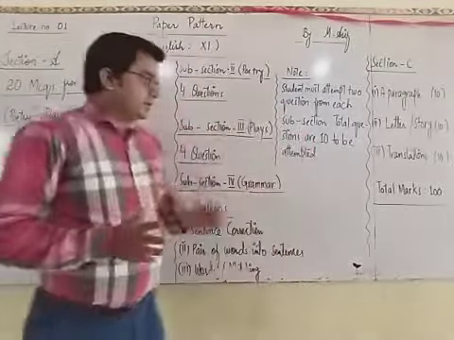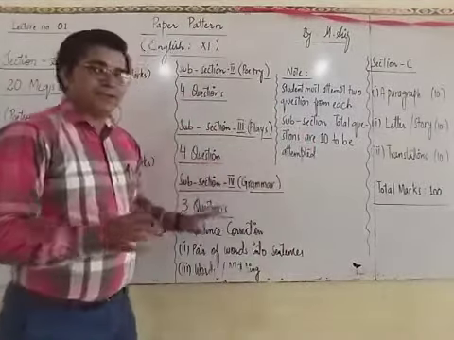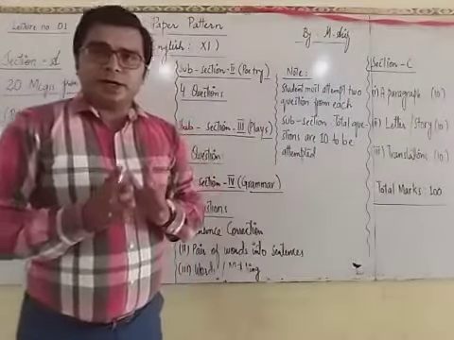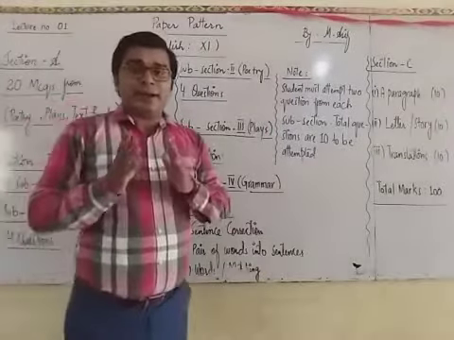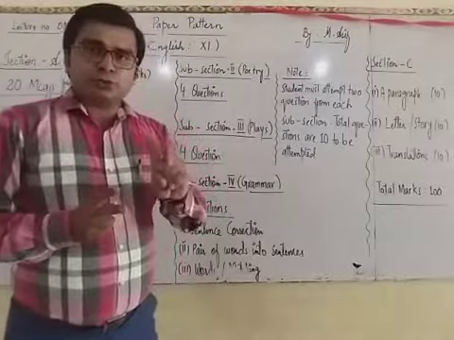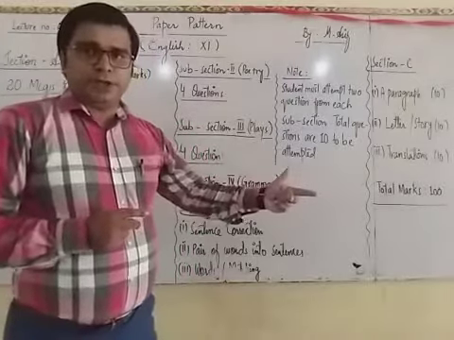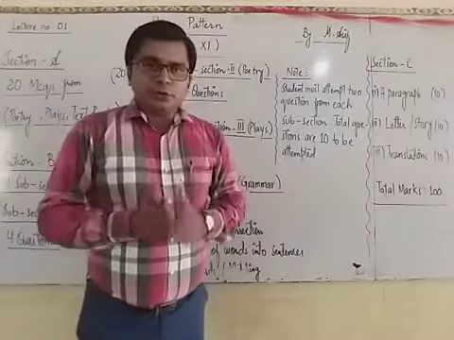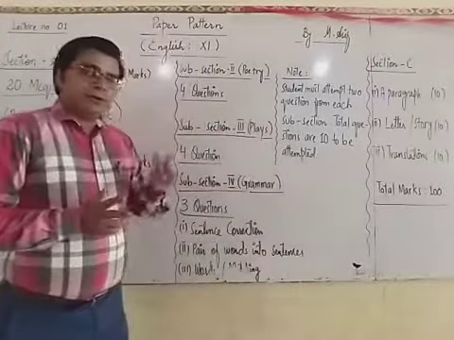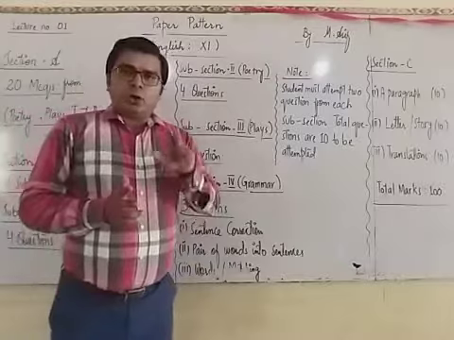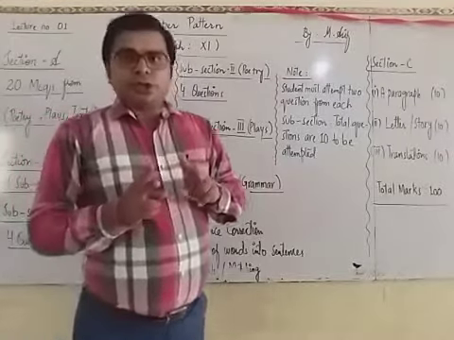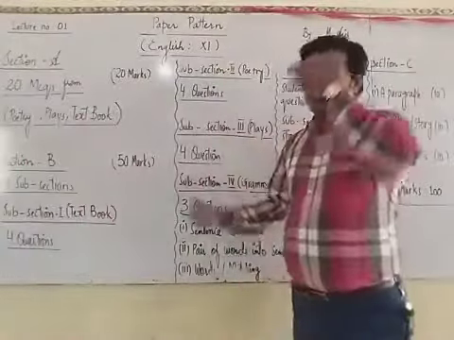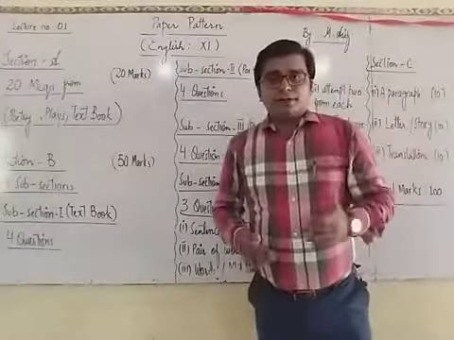Suppose you have attempted 2 questions from each section, that is the compulsory part of this section, that is mandatory to attempt from each subsection. Now you have attempted 8 questions. What is more to do? More to do is you have a choice. You can attempt 2 questions from all these 4 subsections. It is up to you.